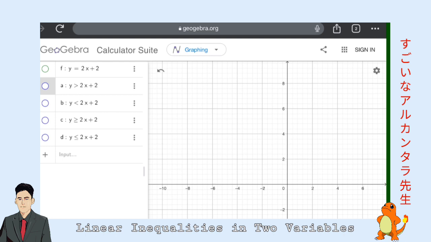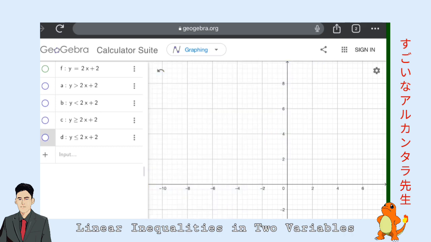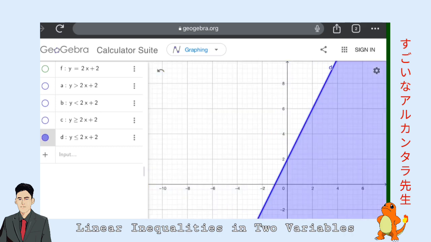Remember earlier, the first example, we have an equation. Since it's equal, the line that we have is solid. So that's what makes it solid, the equal part. Again, this is read as y greater than or equal to 2x plus 2. And this one is y less than or equal to 2x plus 2. So that's the differences that you can notice in terms of the graph. For an equation, it's just a line. For inequality, there is a boundary line and a shaded region with it.